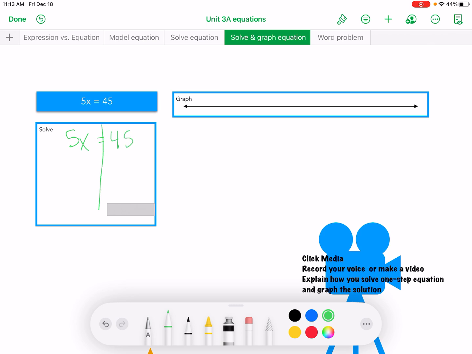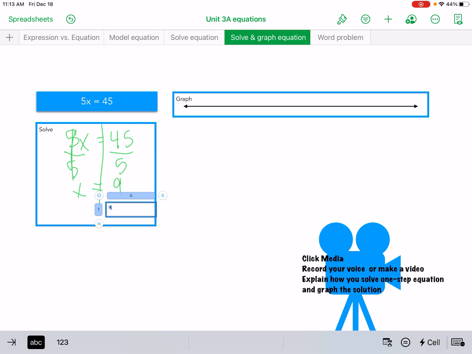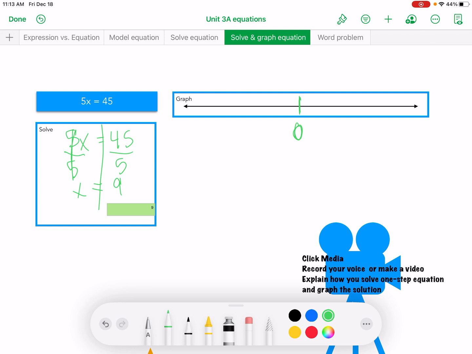The opposite of multiplying, when you have a number next to a variable, you divide by 5. X is equal to 9. Remember, go ahead and unlock. 9, yay. Okay, this is how you solve and graph equations.